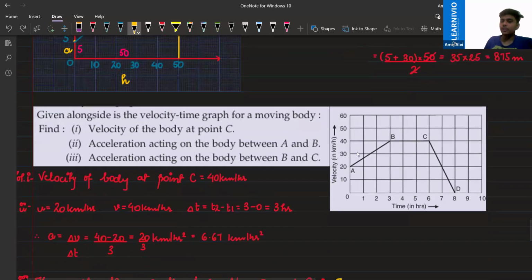This was a straight question, Harshita. The question was asking to calculate the acceleration of A and B. That means this is your final velocity, this is your initial velocity. So it is final velocity minus initial velocity upon time. You are taking 20 minus 0. You are subtracting time in velocity, Harshita. That's not correct.